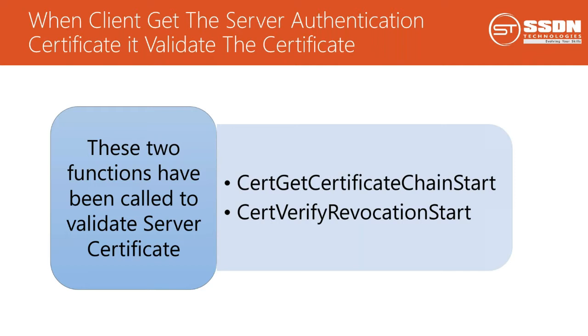One is CertGetCertificateChain. That is for the chain validation. The chain validation means the certificate of the end entity, that would be the server authentication certificate, the certificate of the issuing certificate authority, and the root certificate authority certificate. And after that, the revocation check for all these certificates is started.